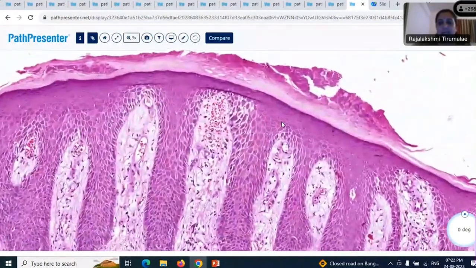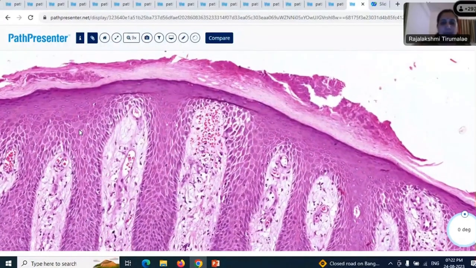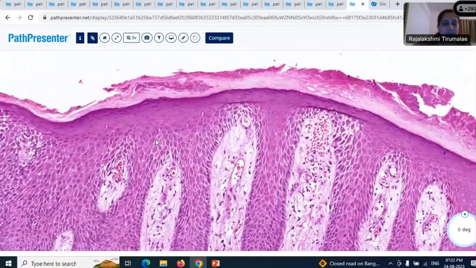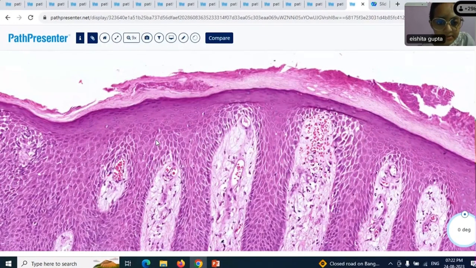Okay. Now let's come to the granular layer. What would you like to comment about the granular layer? Granular layer is almost reduced to absent. We can't see. What is normal for granular layer? How thick should it be?